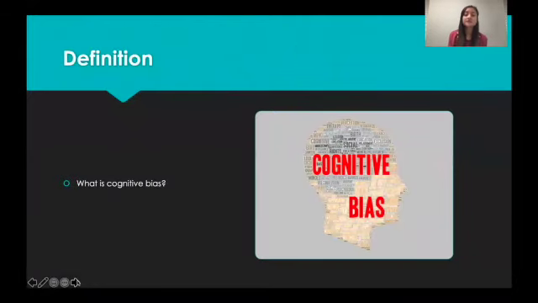Before my group members and I jump into the different cognitive biases, some of you might be wondering, what is a cognitive bias? A cognitive bias is, by definition, a strong preconceived notion of someone or something based on information we have, perceive to have, or lack.